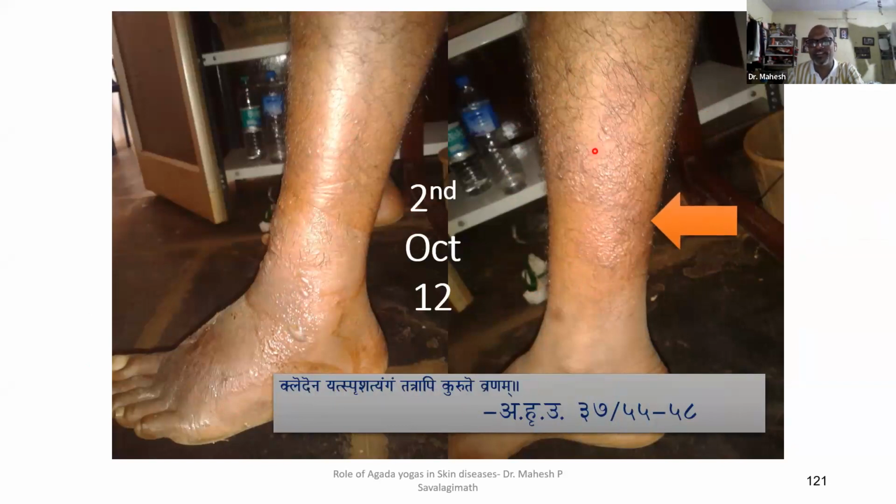So we consider it as Lutavisha, right? The Samanya Lutavisha Lakshana last line says, Kledeni Espeshitangam Tatrapi Kurtevrinam, meaning where the secretions of the current lesion come in contact, new lesions are caused.